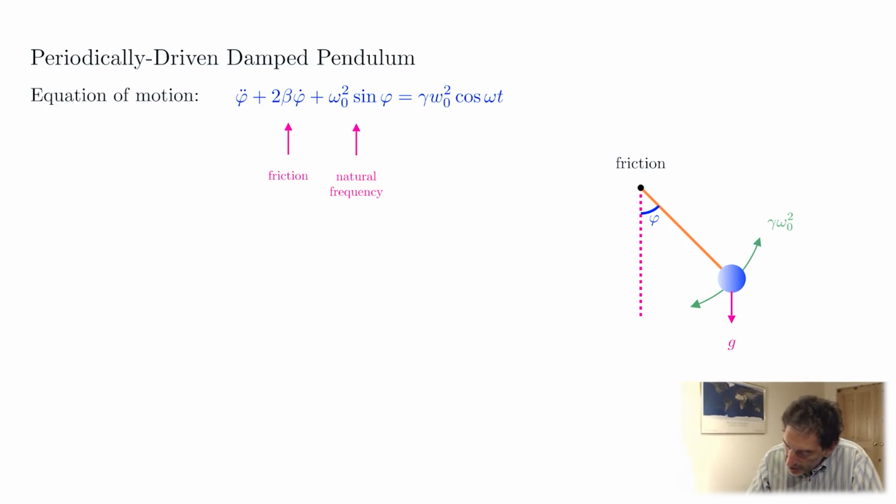And I'm going to choose for simplicity that omega is equal to 2 pi, which means that the period of the driving force is equal to 1. So every 1 second, the driving force goes through a single cycle.